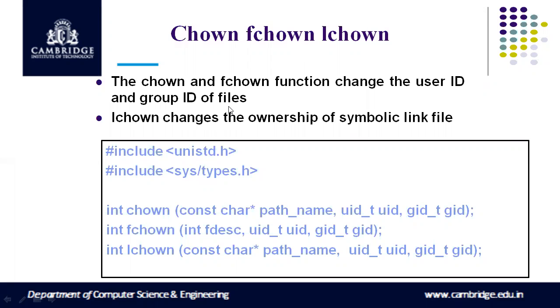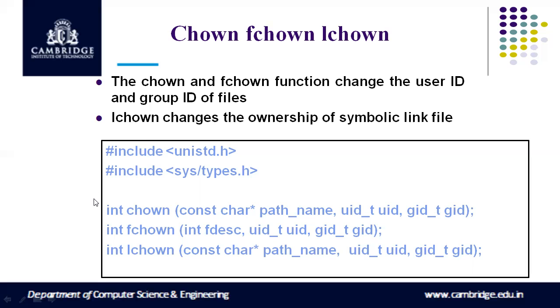So in Unix platform, whenever you are creating any file, that file will be associated with a user ID, meaning that specifies which is the user of this particular file. So if you want to change that user ID or group ID, then we can go with chown and fchown functions. There is one more function called lchown, which is used to change the ownership of symbolic link files. So if you want to change the ownership of any symbolic link file, then you have to use lchown.